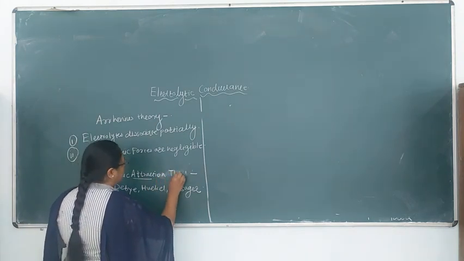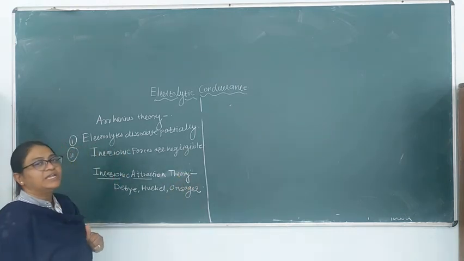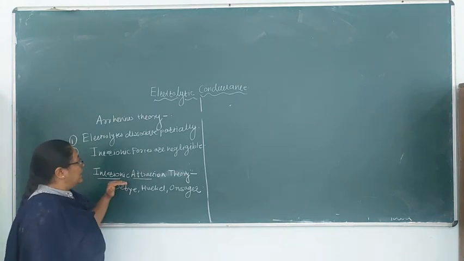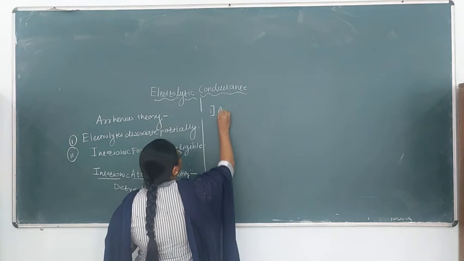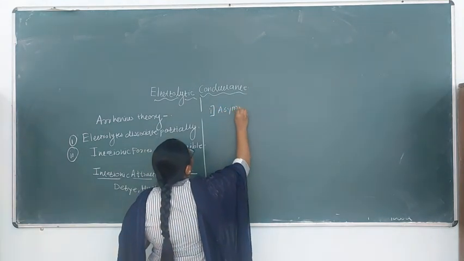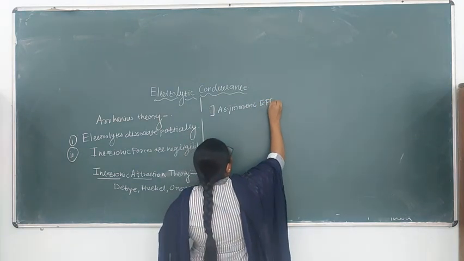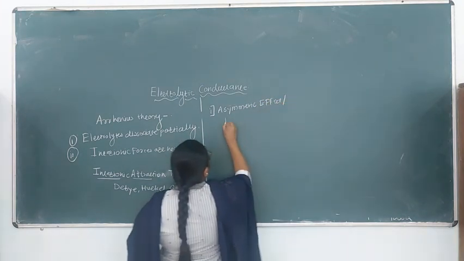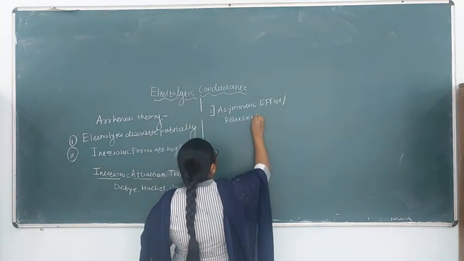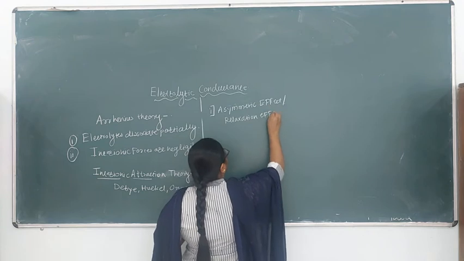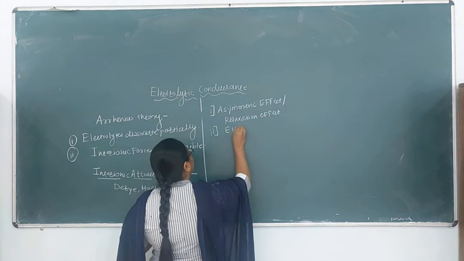Interionic attraction theory, which is given by Debye, Huckel and Onsager. This theory is given in terms of two effects. The first is the asymmetric effect, or this is also called the relaxation effect. And the second is the electrophoretic effect.